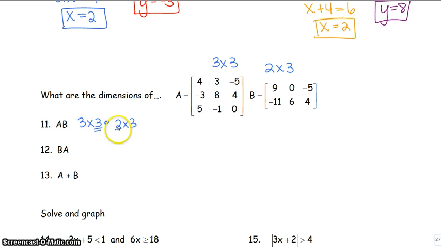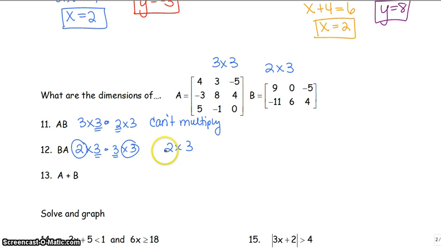And if you look at the middle numbers, that means you can't actually multiply. So the dimensions would not actually exist. If I were to do B times A, our B would come first, would be a 2 by 3 times a 3 by 3. Now that our middle numbers are the same, our answer matrix would be a 2 by 3.